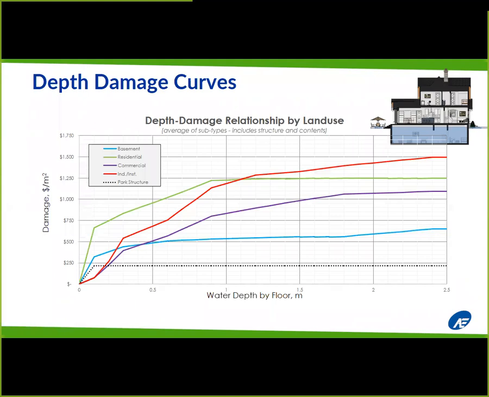Now, these curves don't just include the physical things like drywall and insulation and flooring damage. They also include content losses. And they're based on averages, so it's not intended to be accurate for an individual house level. It's intended to provide a representative number for a given study area. So it might be by postal code level or neighborhood level or project area, something like that. So this gives you a tool to get a reasonably good number in terms of economic losses for a particular design event.